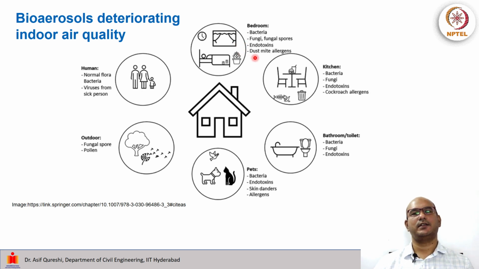Then we can have the dust mite allergens. In the kitchen, because we have garbage bins, food and stale food, we can have bacteria emissions, we can have fungi also, we can have endotoxins also, and some of them could be related to cockroach allergens as well. In bathrooms and toilets, we may have bacteria, fungi and endotoxins.